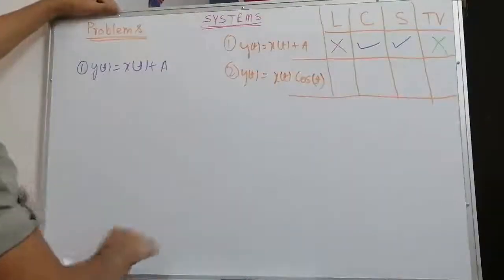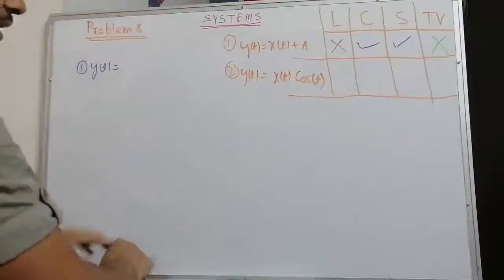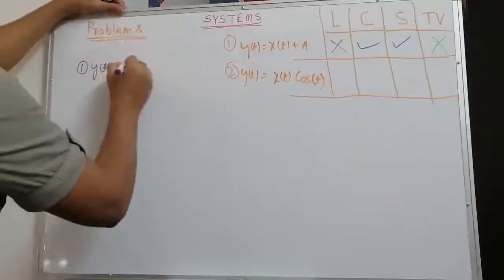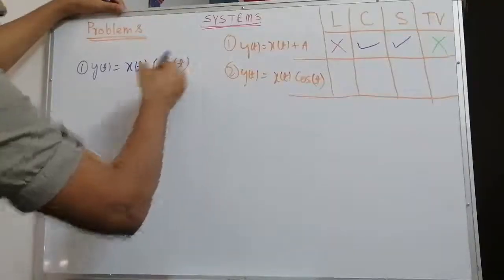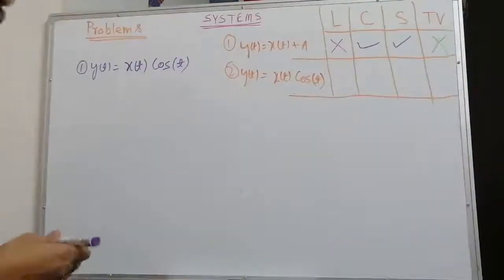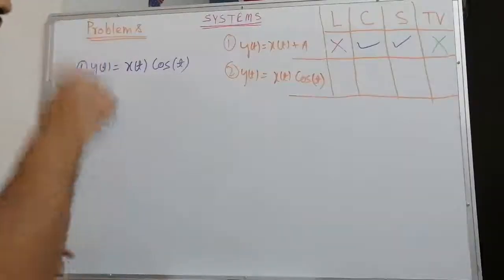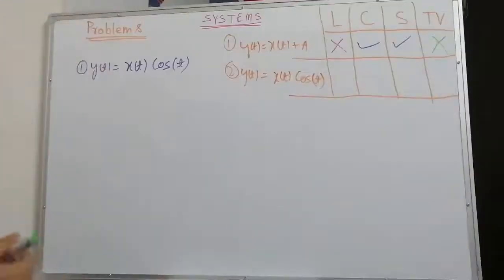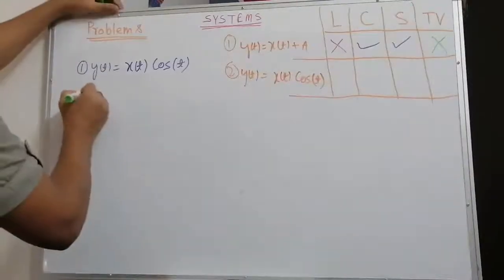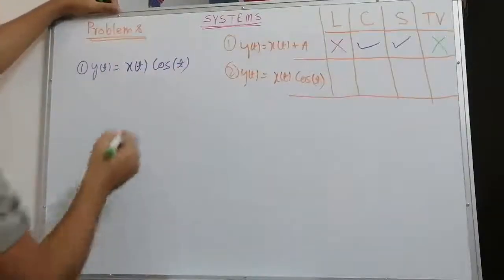And in the second example it is written y(t) = x(t) cos t. Now we have to check whether the system is linear, causal, static or time variant. Let us first check whether the system is static or dynamic.